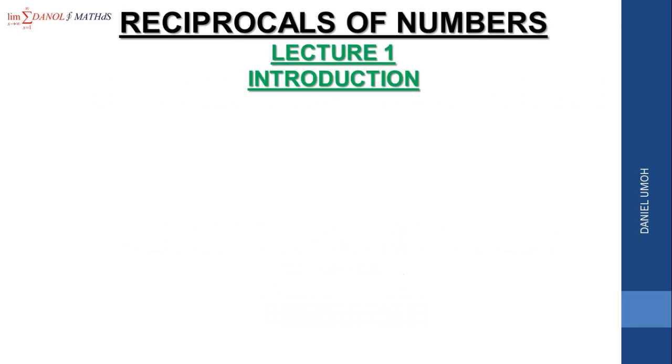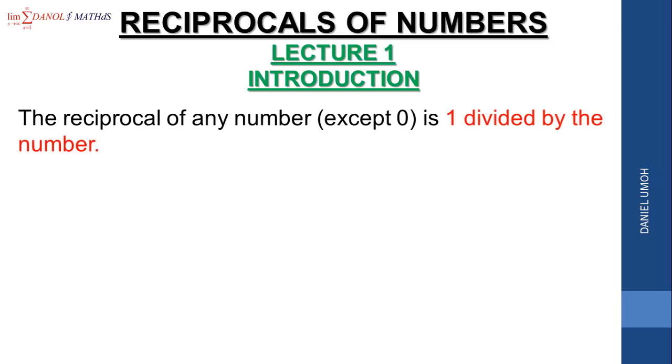Okay, today we shall be looking at the reciprocals of numbers. The reciprocal of a number is simply 1 divided by that number. This excludes 0, because 1 over 0 is undefined. 1 over 0 makes no meaning. So that is why we say it excludes 0. The reciprocal of any number, whether 5, 1000, or 2000, is simply defined as 1 divided by that number.